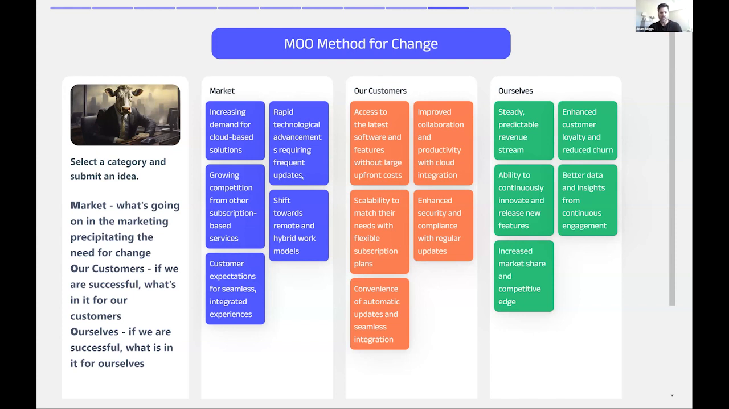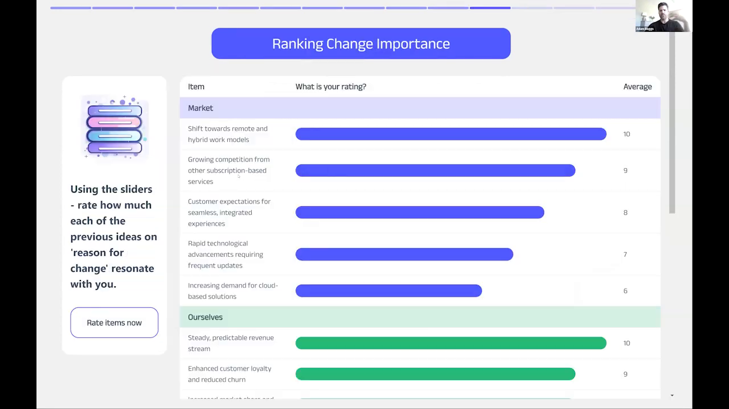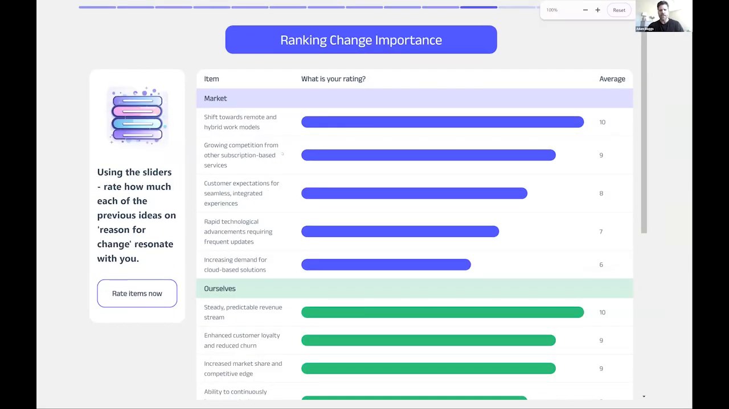So then what we did on this is we said, okay, we need to prioritize. That's a lot of stuff, but let's figure out, if we were going to go to shareholders and say, why are we changing? What are the most important things for this, right? And what you'll notice is when we do a stack ranking exercise, we're allowed to, on the platform, do this within each category. So you'll see that the shift towards remote and hybrid work models is the most important factor in the market that's precipitating the need for change.